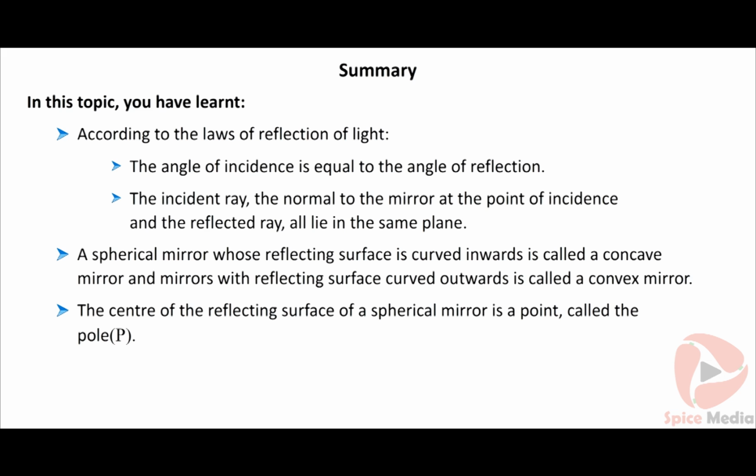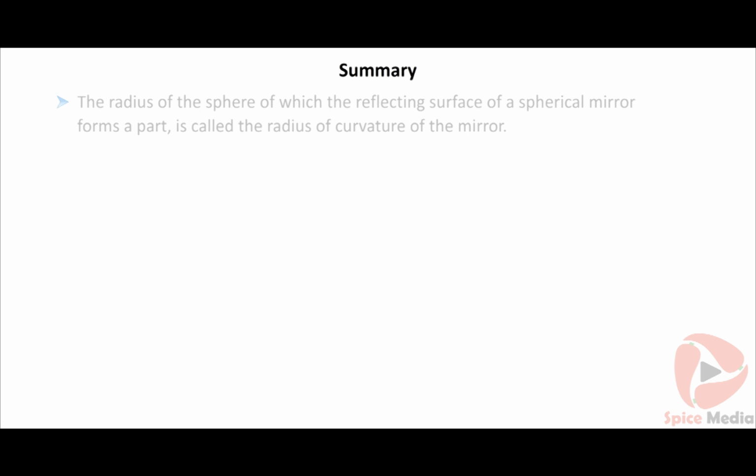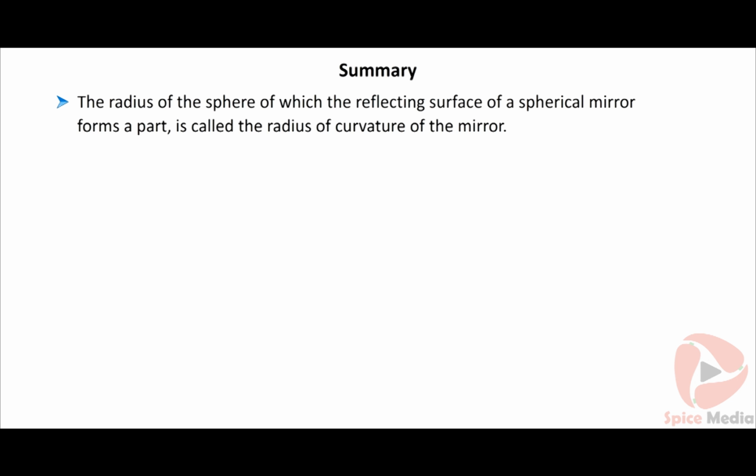The center of the reflecting surface of a spherical mirror is a point called the pole P. The reflecting surface of a spherical mirror forms a part of a sphere, and the center of the sphere is called the center of curvature of the spherical mirror. The radius of the sphere of which the reflecting surface of a spherical mirror forms a part is called the radius of curvature of the mirror.